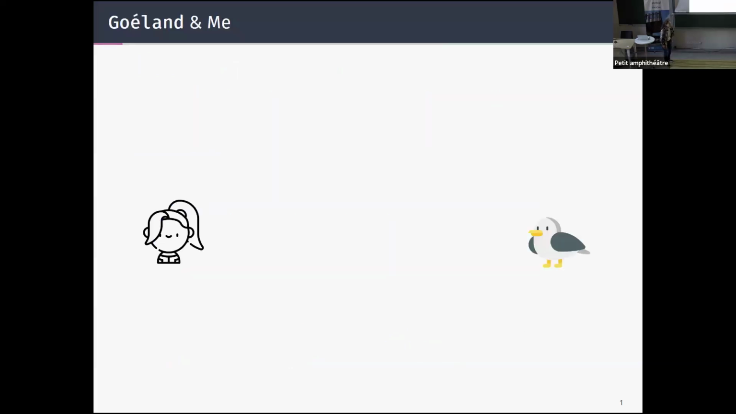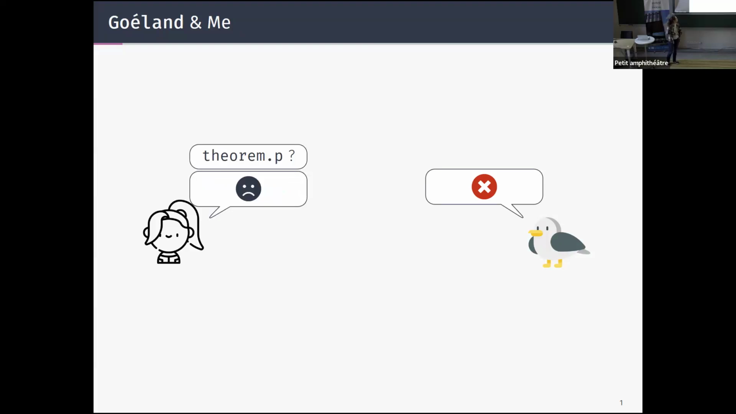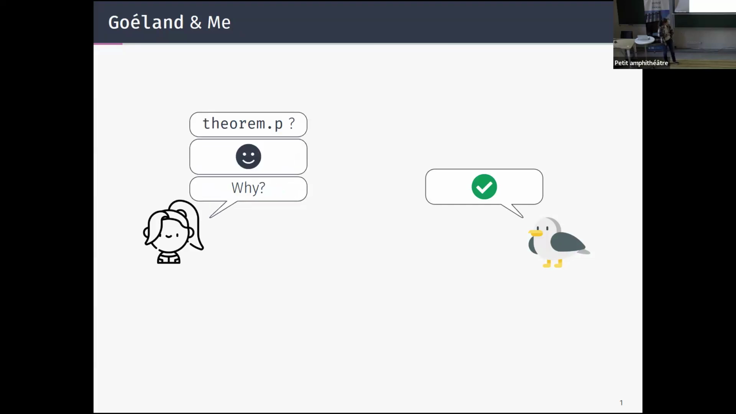A little disclaimer: I am an ATP developer. I developed during my PhD, and even now, Goéland. So my days are mostly made of me asking Goéland if the thing I have is a theorem, and Goéland saying no, because there is a bug inside. So I'm sad and I try to correct it. And again, I ask, and after some bug fixing, it's a theorem now, and I'm happy.